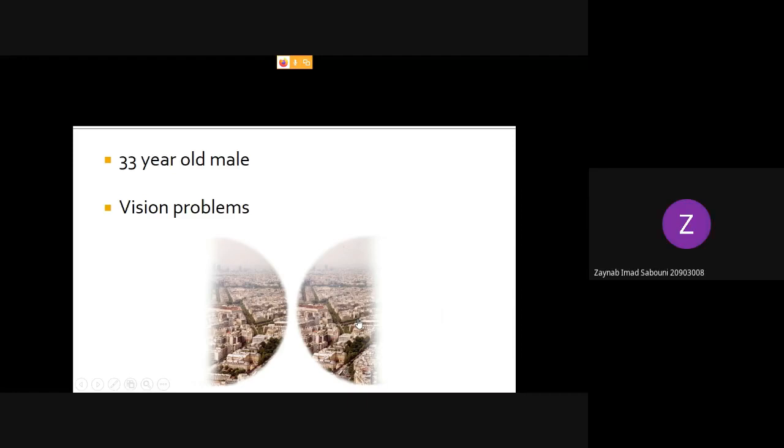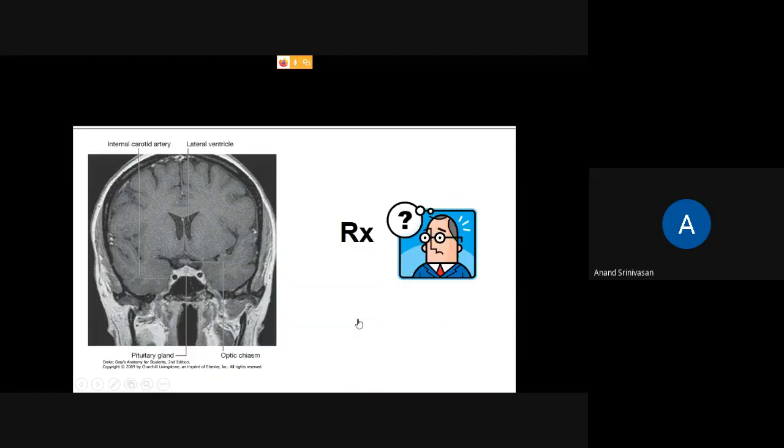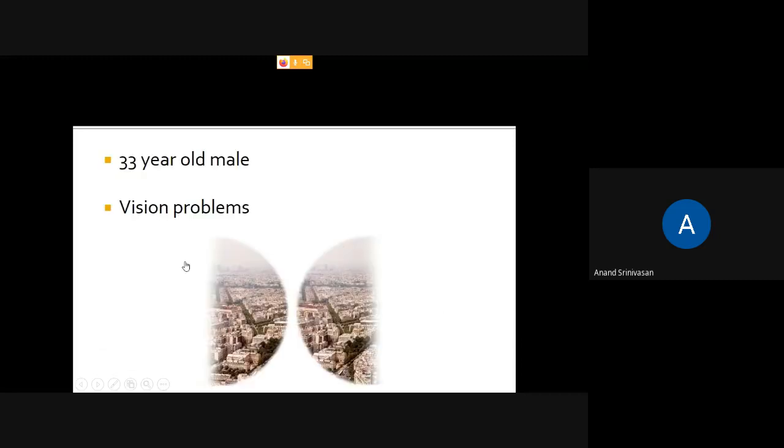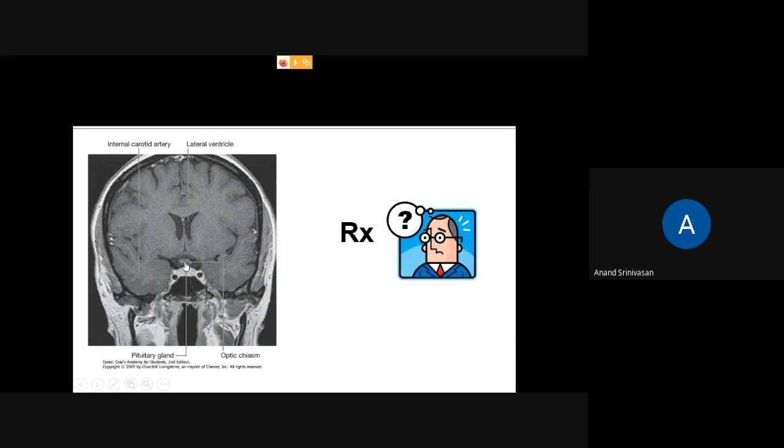No, doctor. All right. So, what is the treatment for it? The treatment for any pituitary tumor is to remove it, surgery. So the pituitary tumor is compressing the optic chiasma, leading to vision problems. If such a patient comes, what is the treatment? Usually we will go in for surgery.